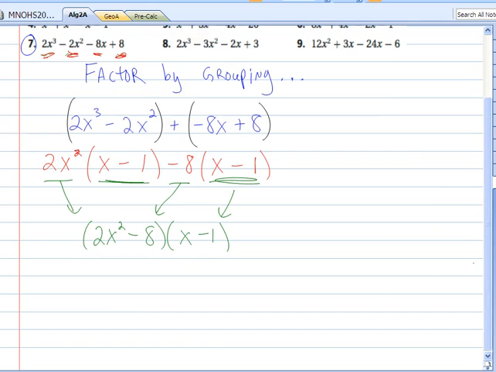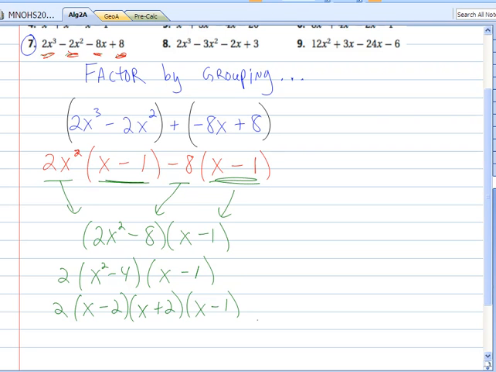Now, sometimes you'll actually be finished right there. However, with this one, I can factor out in this first group a 2, and I'm left with x squared minus 4, and I still have this x minus 1. And then I notice I have a difference of squares here, so I can actually keep going. x minus 2, x plus 2, and then still the x minus 1. So this right here is my final factored answer for number 7. Again, that's a little bit much, but try to follow along. Take it step by step, and if you have any questions, please let me know.